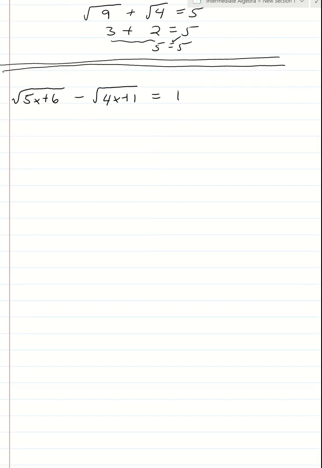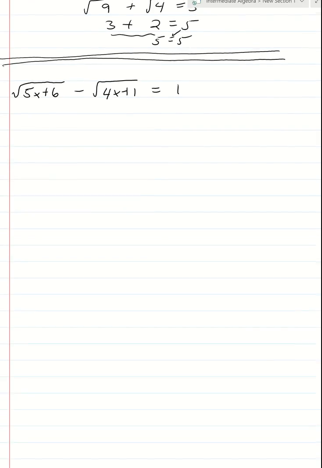Well, hopefully you got 2 solutions, okay? And both of them actually work. Let's see what those 2 solutions might actually be. I'm going to begin with step 1. I'm going to isolate a radical. Does it make a difference which radical you isolate? I'm going to pick this first one, and I'm going to get it by itself. I want to add the square root of 4x plus 1 over to the other side.